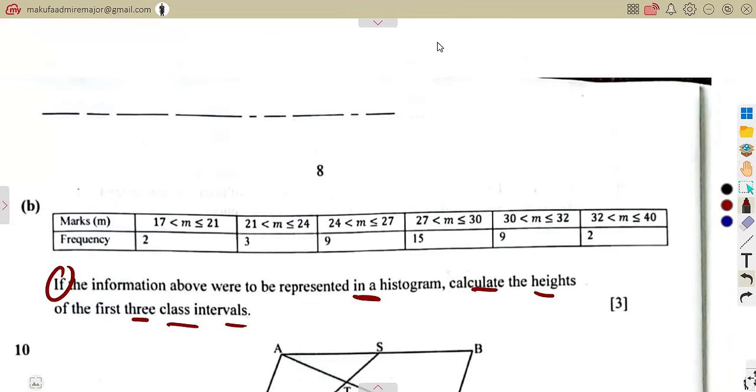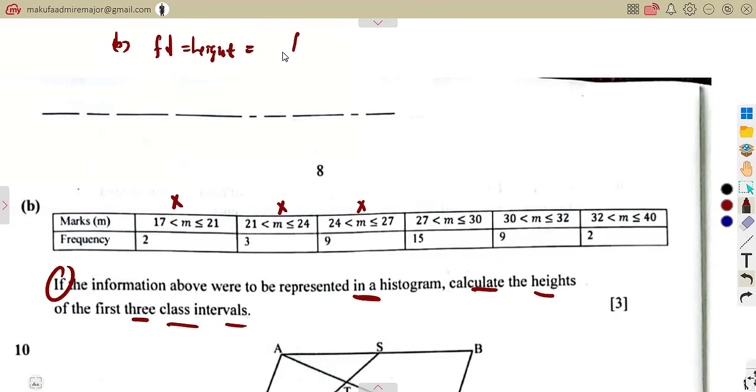The heights, what is it that you use on a histogram as the height? It is the frequency density. So the question is simply asking you to calculate the frequency density of the first 3 classes. That is the question there. So how do you calculate the frequency density? That is the height.